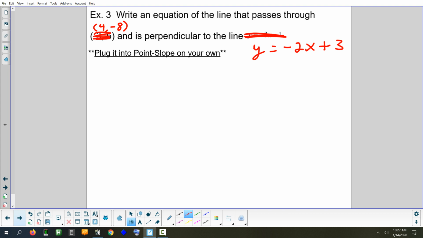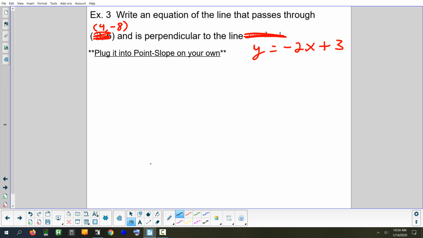I'll give you maybe like 3-4 minutes to do that. I'll walk around if there's any questions. And then after that, we'll finish up. Do we do the opposite reciprocal on negative 2x? Opposite reciprocal is when they ask for what kind of line? Parallel or perpendicular? Are they asking for perpendicular in this problem? Yes, they are. So then you do. If it said parallel, then you wouldn't.